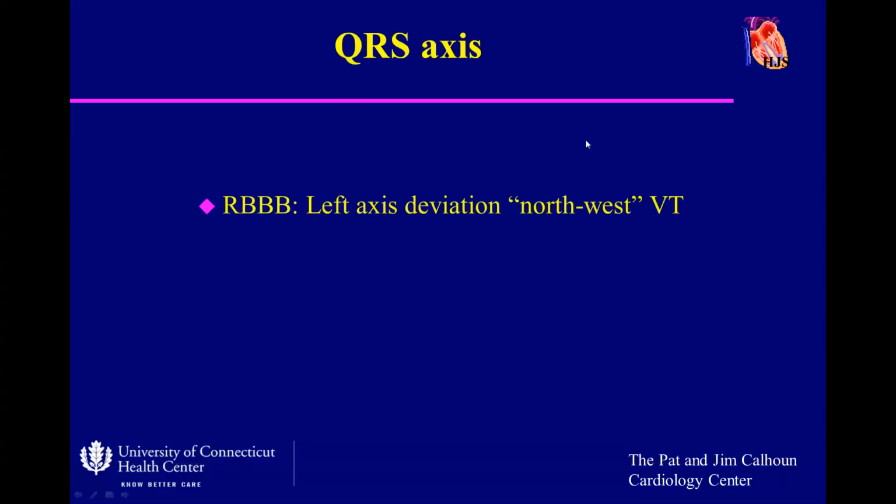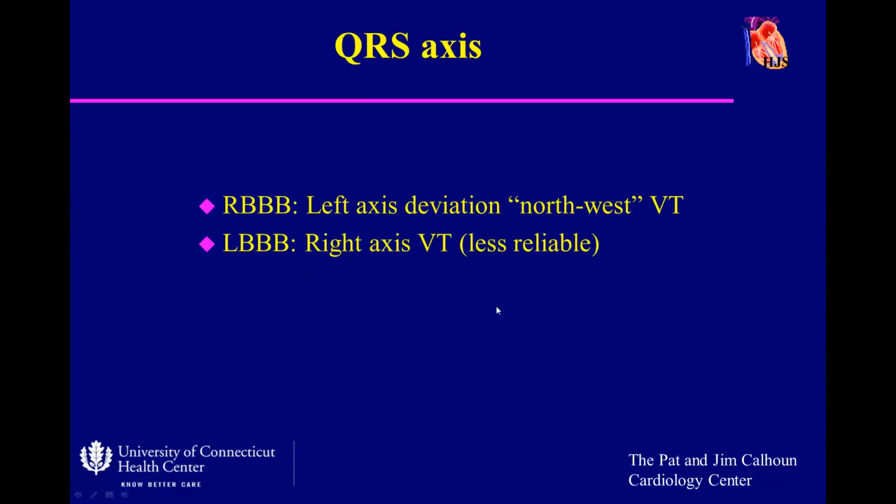So QRS axis. If you have a right bundle branch morphology tachycardia and you have a left axis deviation, right bundle typically does not go together with left axis deviation. You can make the diagnosis of ventricular tachycardia. If you have a left bundle branch morphology and a right axis, it is VT. So remember, typical right bundle does not go with left axis deviation. Typical left bundle does not go with right axis deviation. Okay? And because of that, it's more likely VT. If you have right bundle and left axis deviation, this is 100% VT. If you have left bundle branch and right axis, more likely VT, but not 100%.